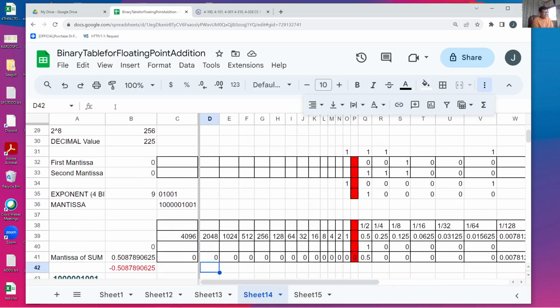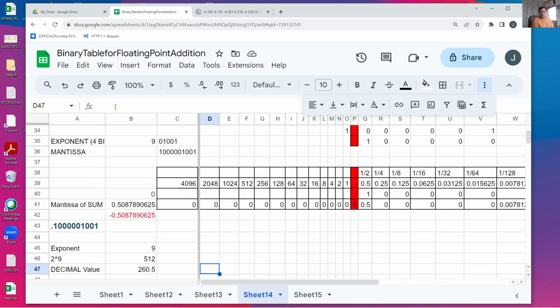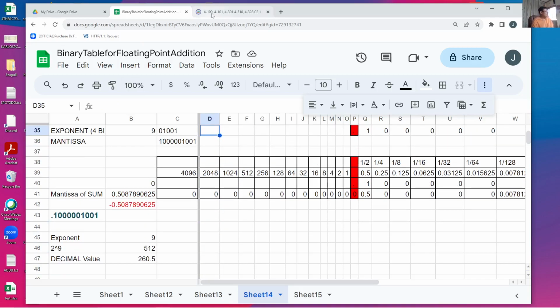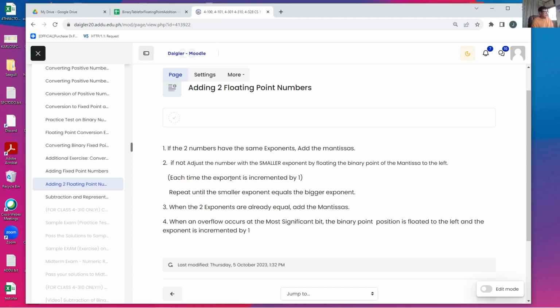So I hope you follow. If not, I will just upload this to our regular site and then you review this video again. So what we did in review was adjust the exponent of the smaller exponent by shifting the mantissa to the right, or floating the binary point to the left. We have to do that twice because the original exponent is 6, and we want it to be 8 because the second number has an exponent of 8.